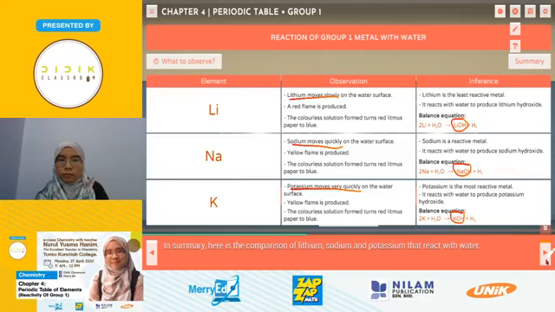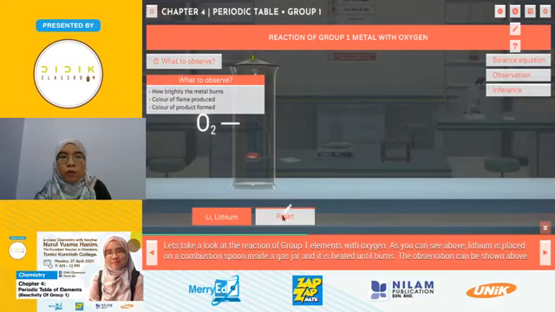Now we move to the reaction of group 1 metal with oxygen. What we want to focus on here is how brightly the metal burns, the color of flame produced, and the color of the product formed. Okay, this is for oxygen reacting with lithium. And now the chemical equation is lithium reacts with oxygen to produce lithium oxide.